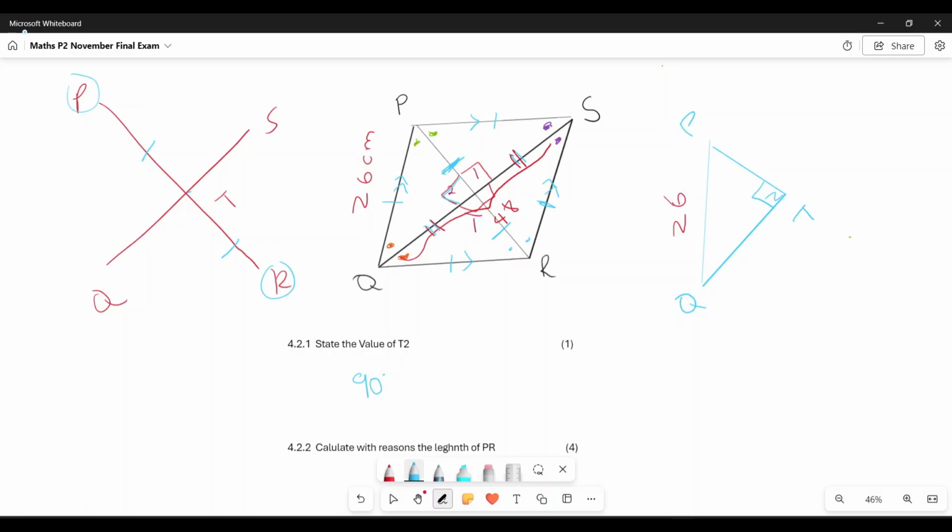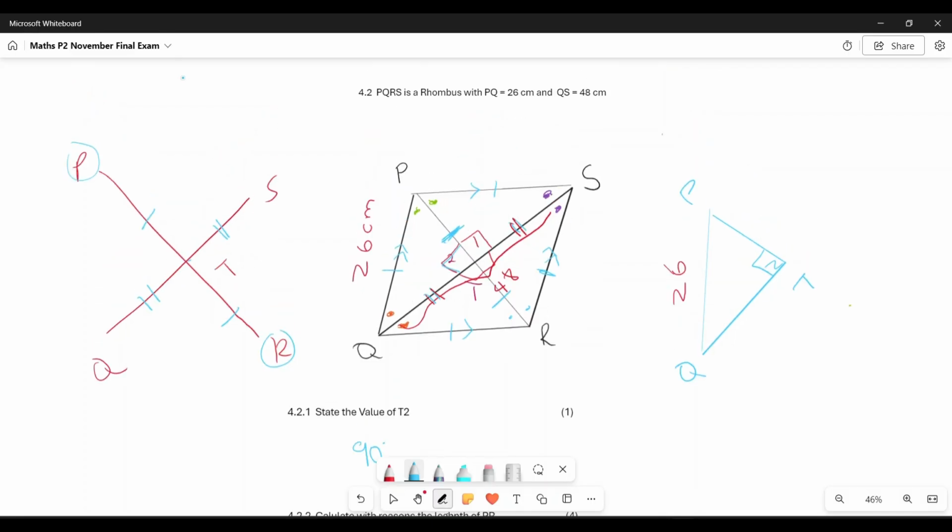And adding the two, I'm going to get the length of PR. Now, I also know that this QT line is going to be equal to this TS line. Why? Because these are the diagonals of a rhombus. These are the properties you need to know, right? And I am given the length from Q to S. Initially I was given the length from Q to S as 48 centimeters, right?